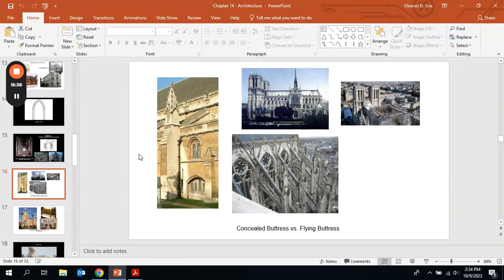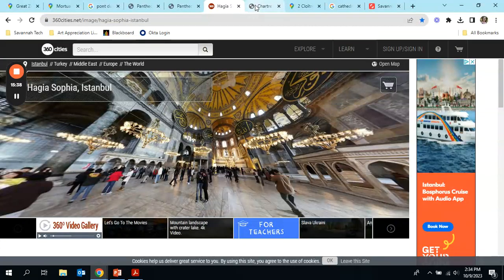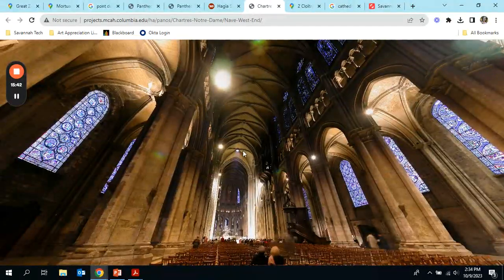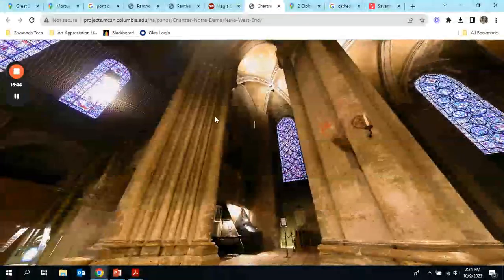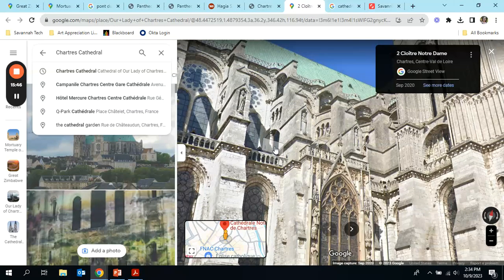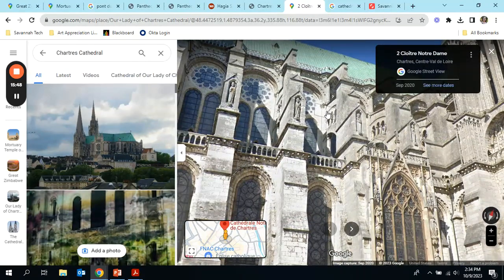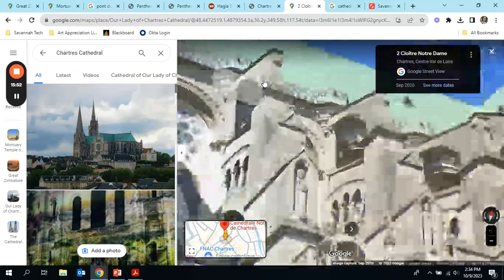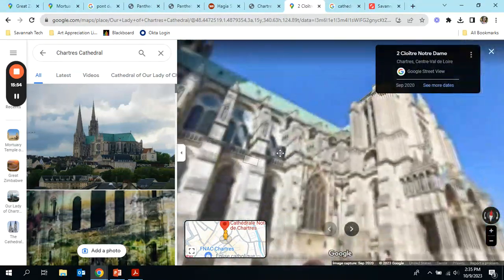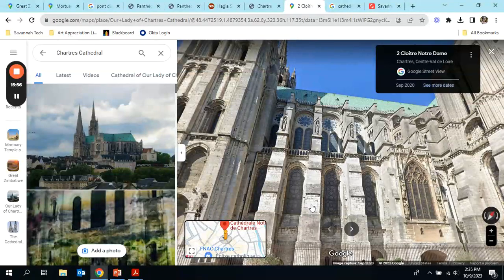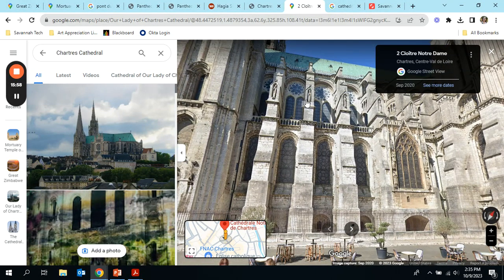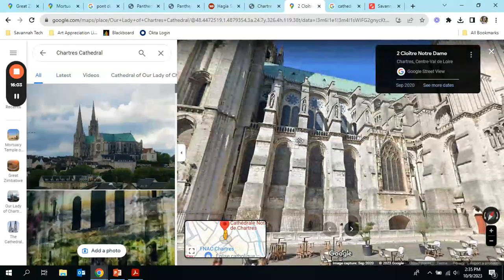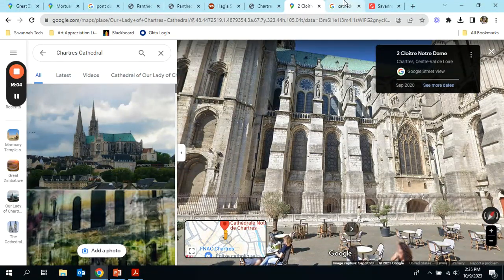So for examples of Gothic style architecture, your textbook gives the example of Notre Dame de Chartres in France. If we take a look at the outside, you can see that these are the buttresses. It's kind of an odd angle, but you can see the arches here that are supporting the weight of the walls, holding them up. These are flying buttresses for the most part. You can see the arches up here. You can see how large the windows are.